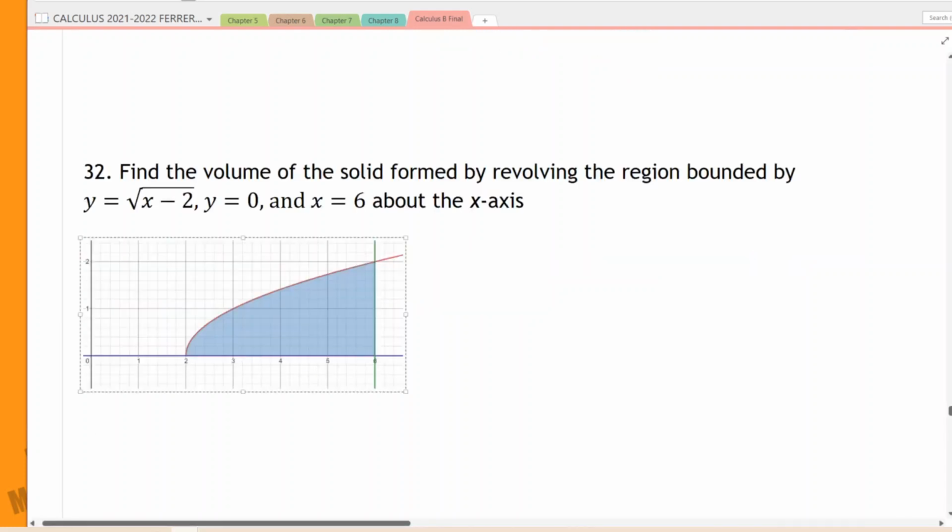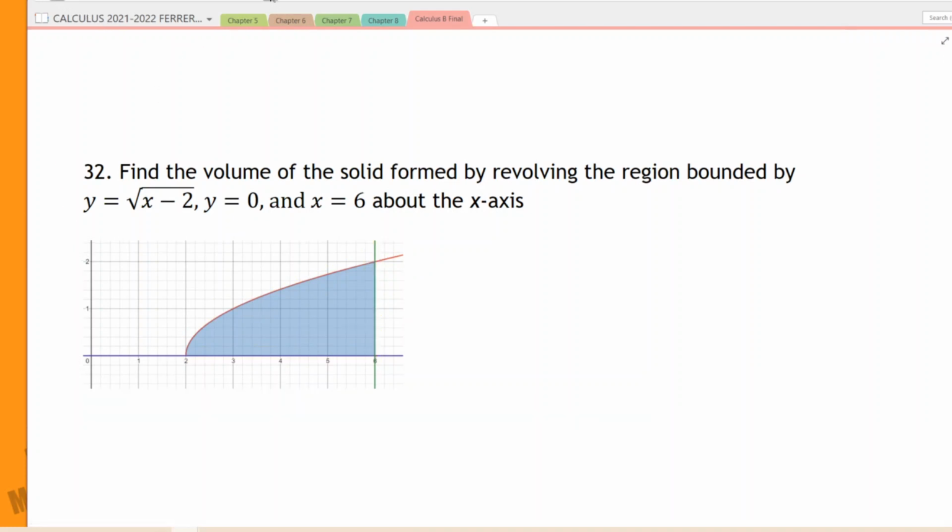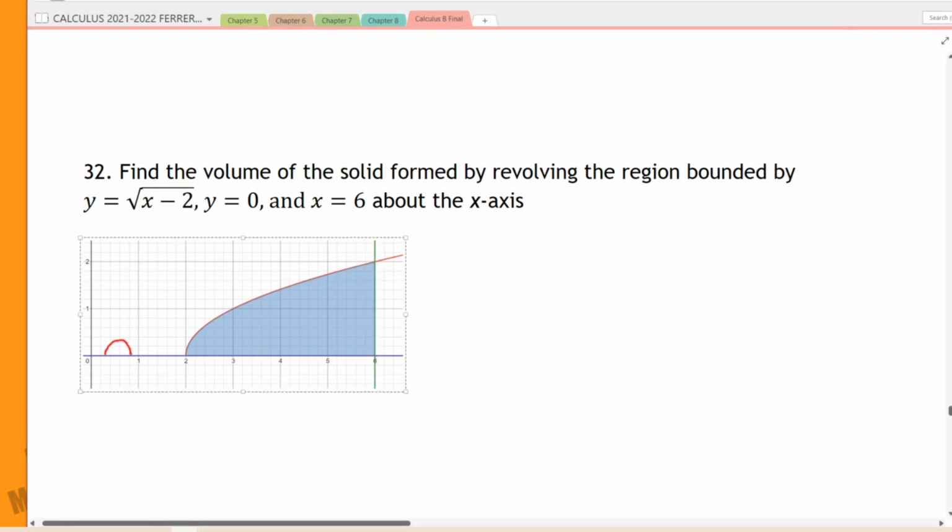The graph of this region looks like this, where this parabola shape here is the square root of x minus 2. This is the x-axis, that's y equals 0, and this is x equals 6. Also, we're being told that we're revolving this around the x-axis, so this is our axis of revolution, and that happens to be one of our boundary curves.